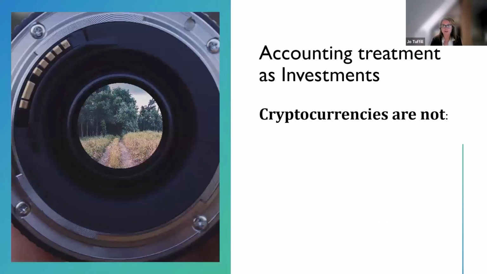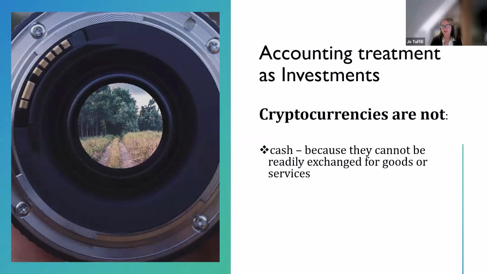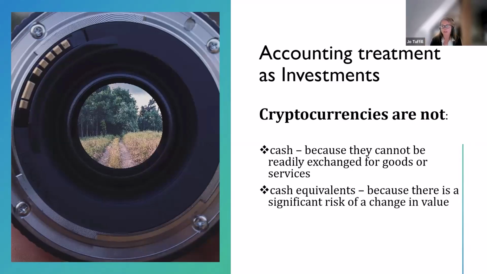So what is the accounting treatment as investments? They're basically investments, aren't they? People are investing in them. But what we've got to think about is cryptocurrencies are not cash, because they cannot be readily exchanged for goods or services. So think about this in terms of financial reporting, not in terms of the substance of them at the moment. In terms of financial reporting, we have strict definitions for things. In cash, they're not readily exchanged into goods or services. They're also not cash equivalents because there's a significant risk of change in value. Remember, cash equivalents are short-term investments, which cryptocurrencies are, but they have to have no significant risk. And of course, cryptocurrencies do have a significant risk.